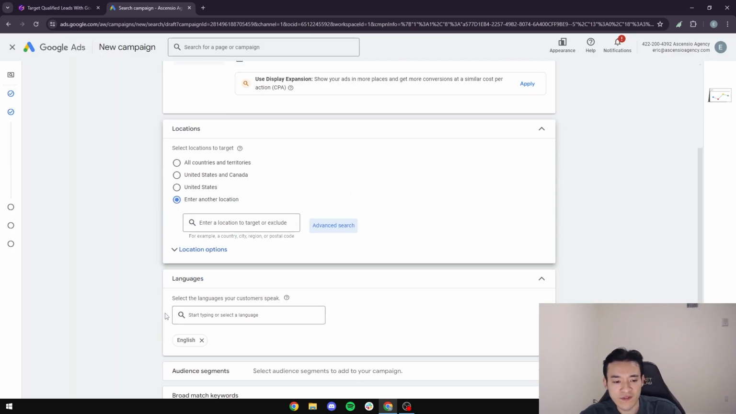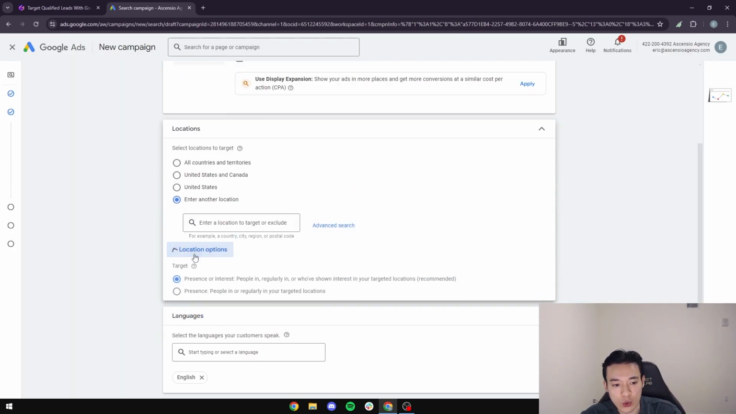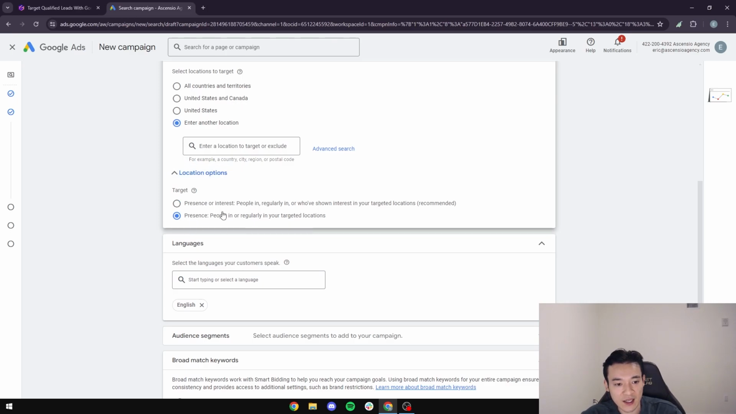And now the final step is making sure that you go to this location option here and select presence: people in or regularly in your target locations, so that way you are targeting serious buyers. Otherwise people who are only showing interest, probably from traveling around the world or visiting, are not there to actually buy your service. They're just a broad interest, basically, people who are just tire kickers and looking around. So I recommend making sure you do this before you run your Google Ads.